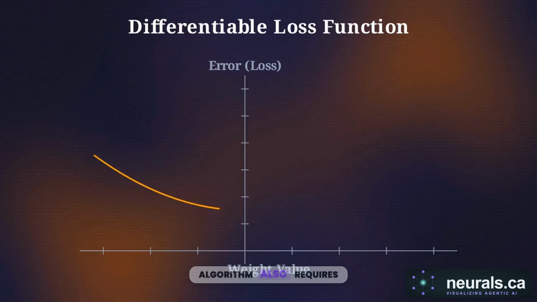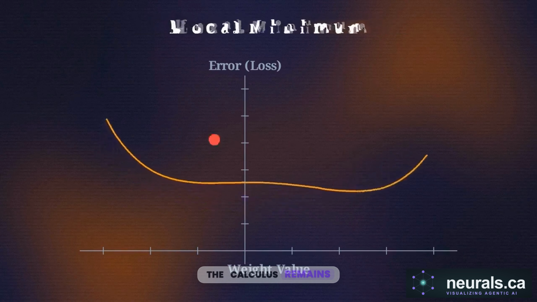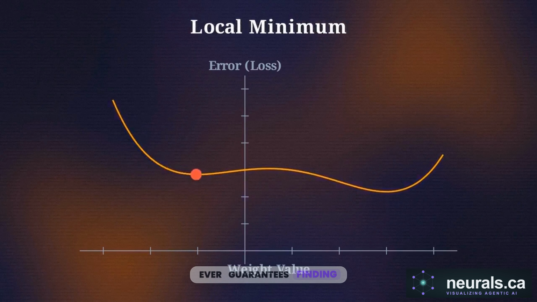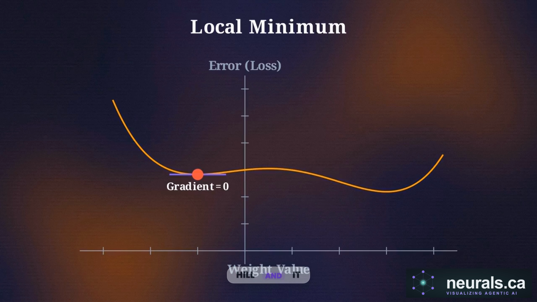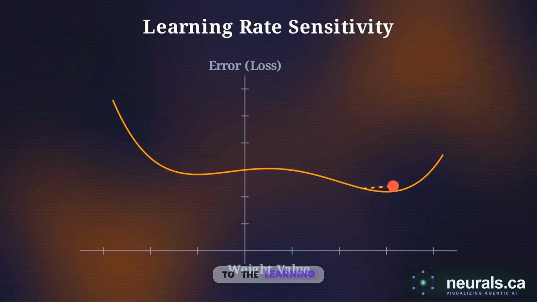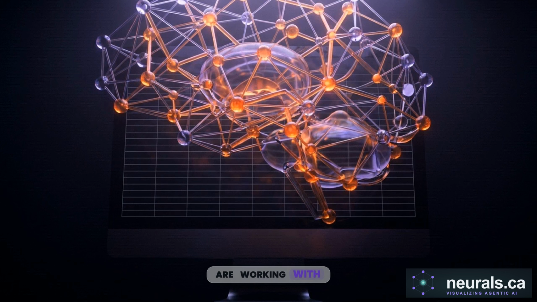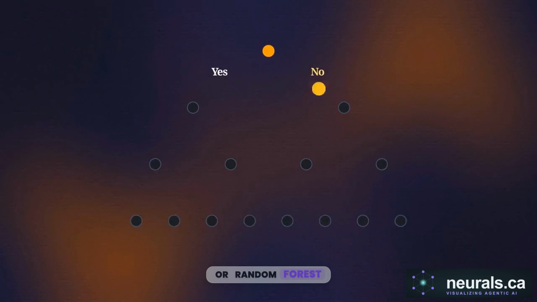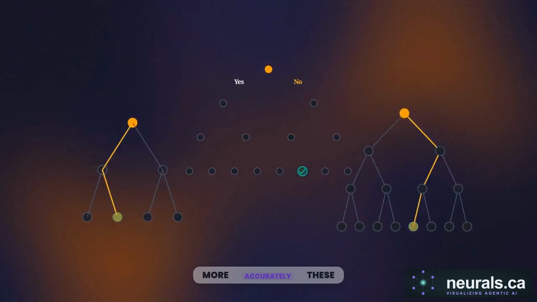The algorithm also requires a smooth, differentiable loss function, so the calculus remains valid. It only ever guarantees finding a local minimum down the error hill, and it is highly sensitive to the learning rate, the size of those steps taken toward the bottom. If you are working with a small, tabular dataset in a spreadsheet, you're over-engineering. For basic data, a decision tree or random forest will often run faster and predict more accurately.